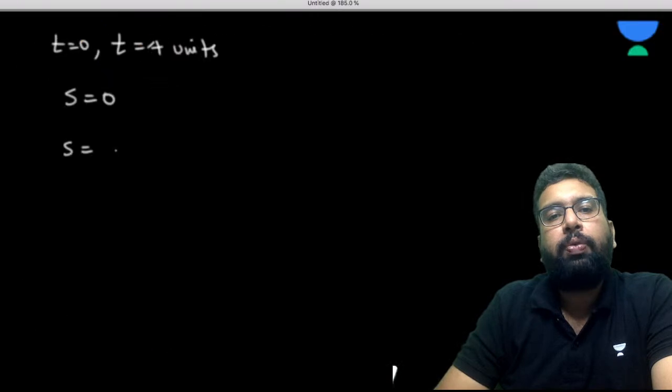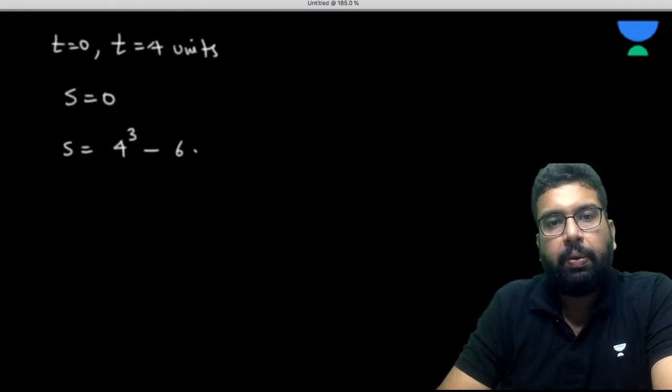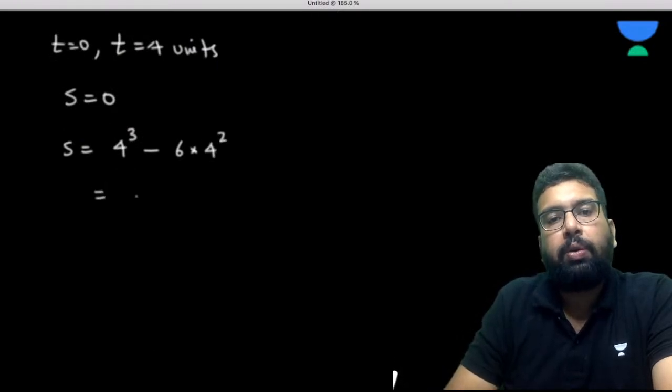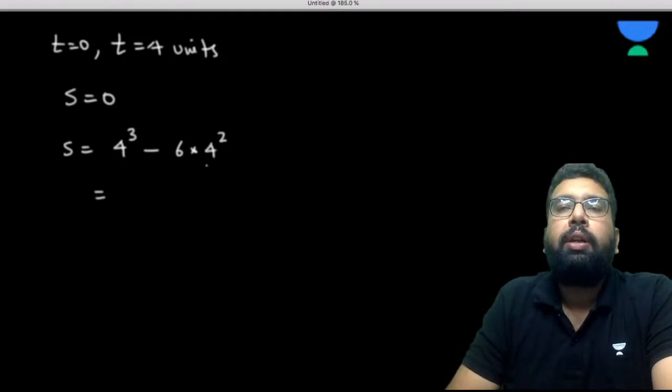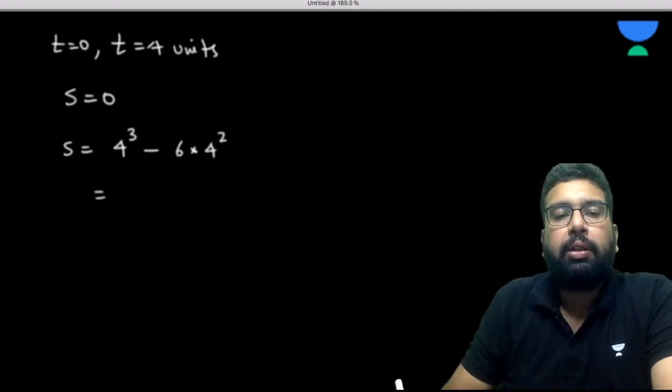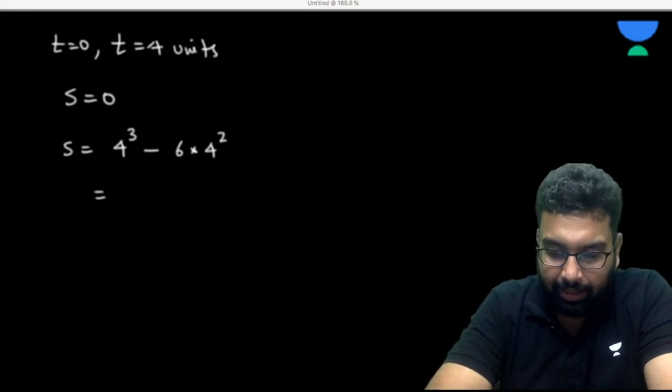So t cube, that is 4 cube, minus 6 into t squared, that is 6 into 4 square. So 4 cube, that is 64. 64 minus 16 into 6. So 16 into 6 is how much? I'm not very good at calculations. Okay, but I am a teacher, so I can.